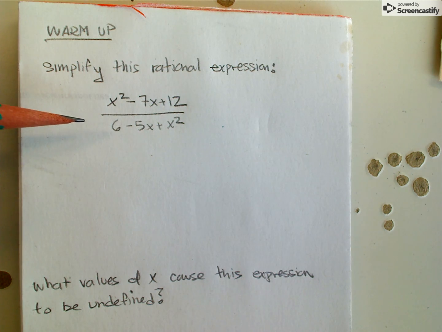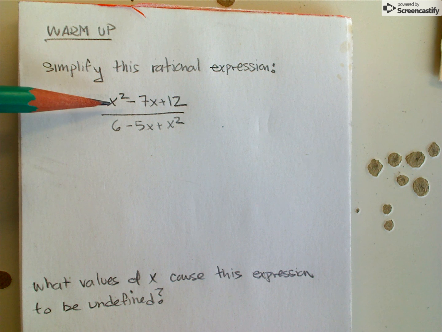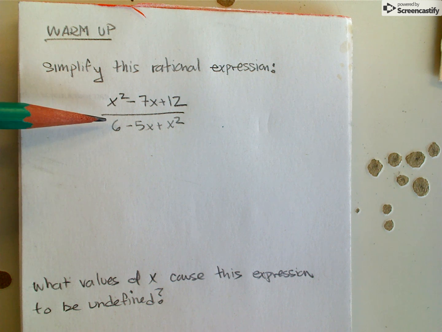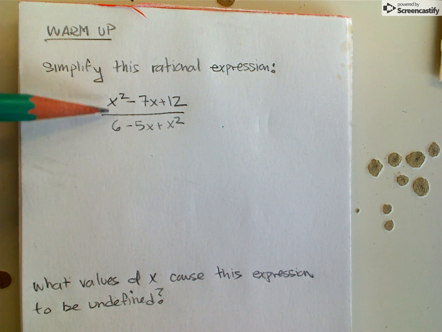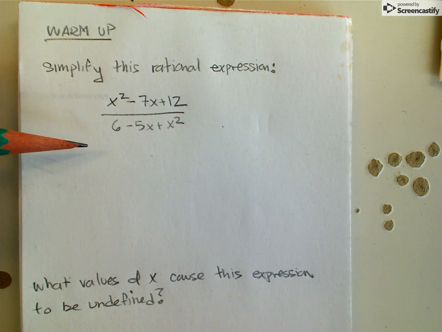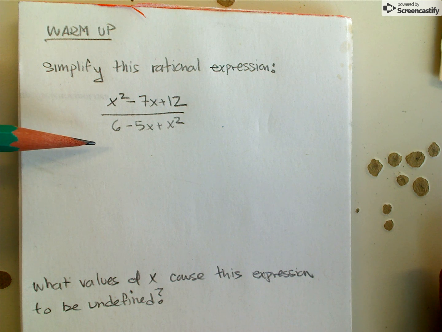Remember, every time, the way that we simplify rational expressions is we cancel out or divide out common factors on the top and the bottom. So these are not in factored form, the top and the bottom of this expression. So my first task will be to factor the top and factor the bottom, and then see if there's anything that I can divide out.